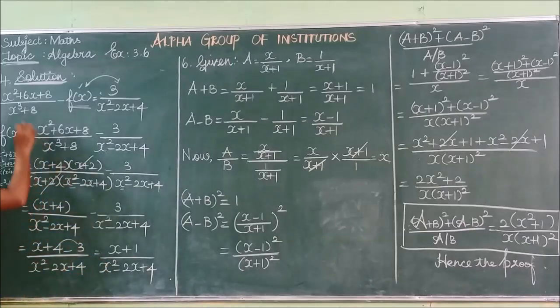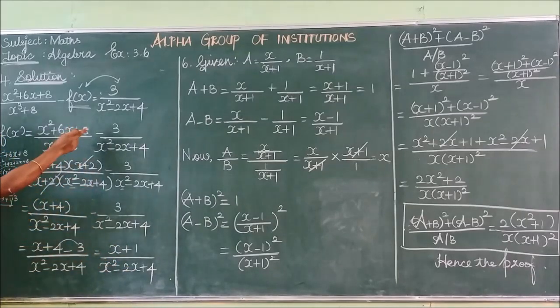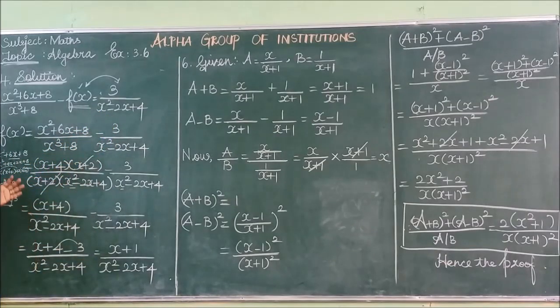So listen, if you subtract (x plus 1) divided by (x squared minus 2x plus 4) from (x squared plus 6x plus 8) divided by (x cubed plus 8), you get the same value as 3 by (x squared minus 2x plus 4). If you want to check, you can check in a rough column.